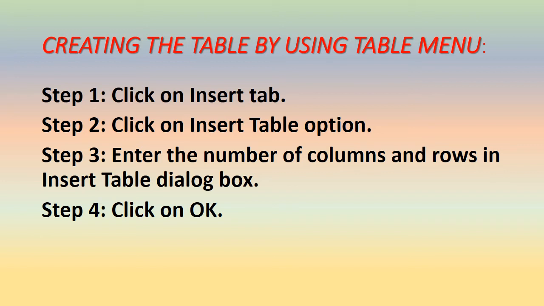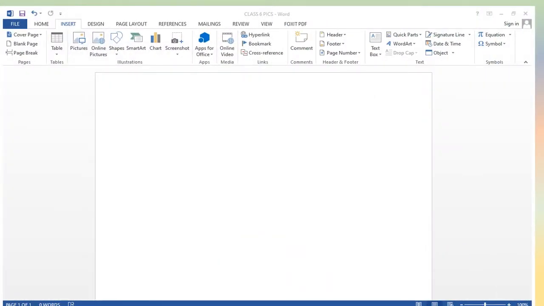Then in that dialog box you will get two boxes to enter the number of columns and the number of rows. So you will enter the number of columns and number of rows in the Insert Table dialog box. And finally you will click on the OK button. In this way your table will be created.